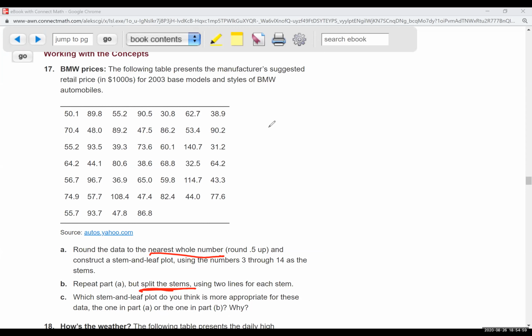Yes. So the first stem is 0 to 4. When you split it, the second is 5 to 9. So 0, 1, 2, 3, 4, 5, 6, 7, 8, 9. So this is the first, the second, when you split. Any other questions? All right, no other questions. Then we can continue our lecture.